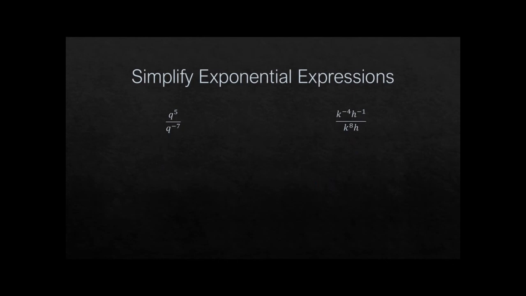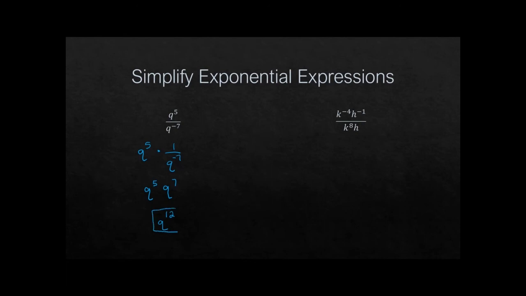Now here are some, and this is where you may find it easier to rewrite all these fractions by taking the reciprocal so that you have them all in one line. So first here on the left, we have q to the 5th over q to the negative 7. So it may be easier if you take that q to the negative 7, which is basically a fraction on its own, and take the reciprocal of that, which then gives a positive exponent.